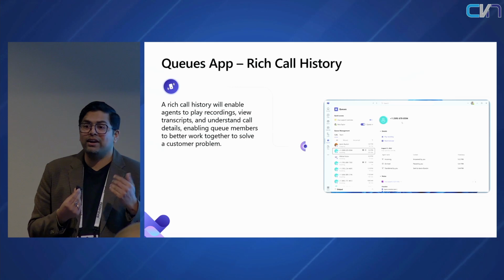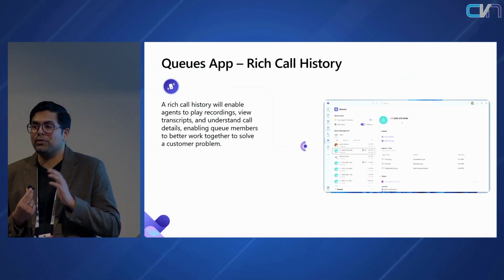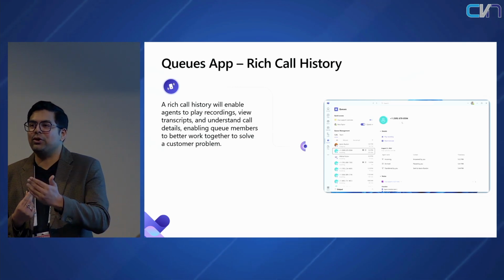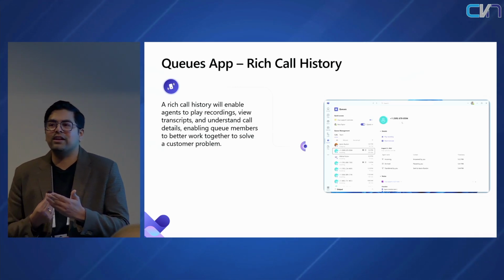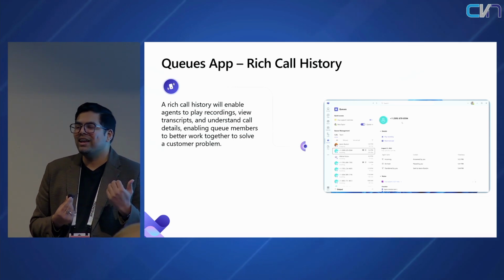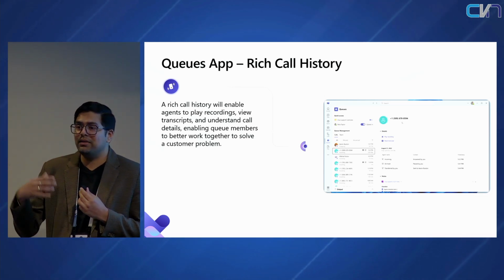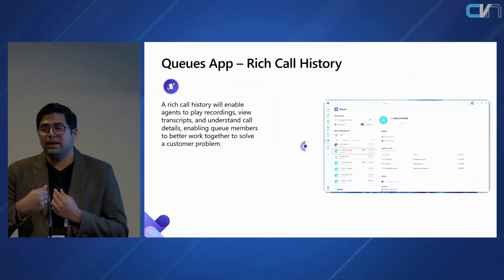Has a missed call been triaged, responded? So the history experience will be much, much more powerful when it comes to Queues app compared to what I was showing in boss delegation. Boss delegation is still basic because you have one boss, a couple of assistants working together. Here you have agents collaborating, so the history experience will be much richer, but again, this will be in phases as well.